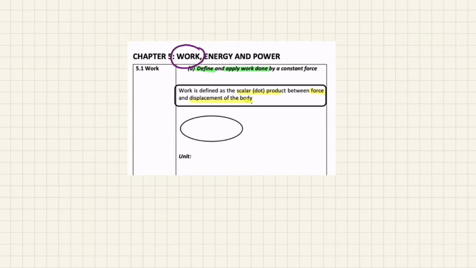Scalar dot product. If you remember what a scalar dot product is, we have learned this in chapter 1, where A dot B equals AB cos theta. So this is a scalar dot product. Before that, what is work? Work is a scalar quantity. So therefore, a scalar quantity does not have direction.